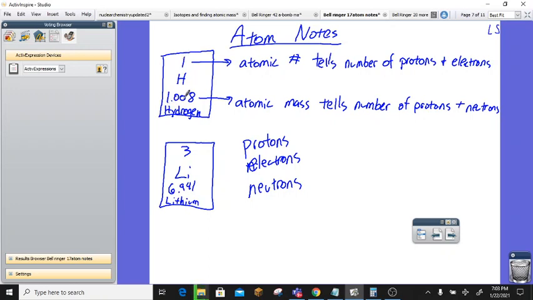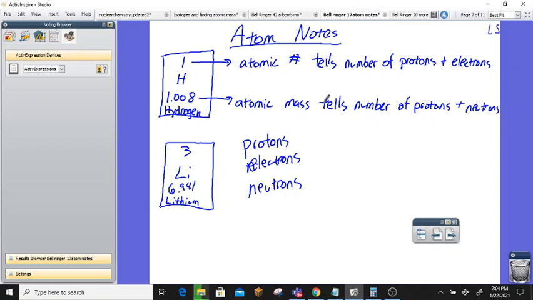The bottom number, notice it's a decimal, and we're going to cover why that is later on in this video. The decimal is supposed to be an average of all the different types of isotopes and all the different types of hydrogen atoms that are out there. So this is the number of protons and neutrons.